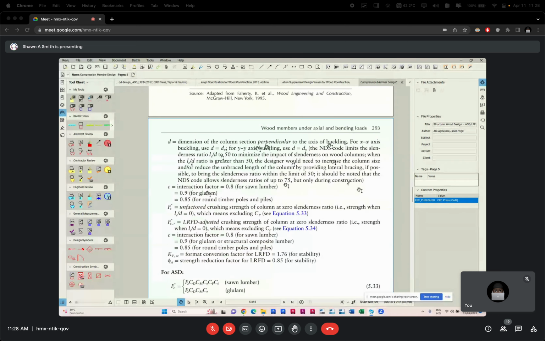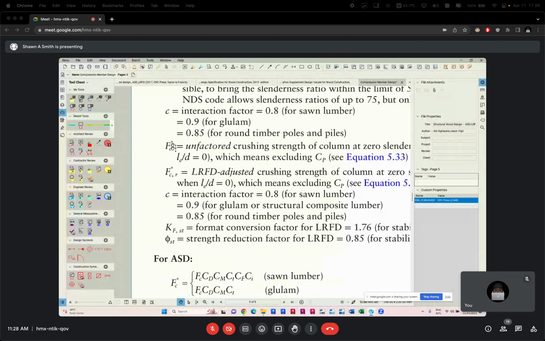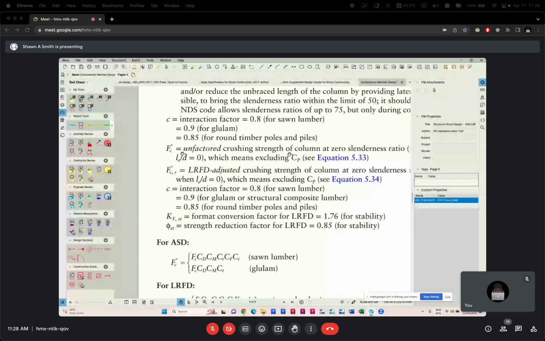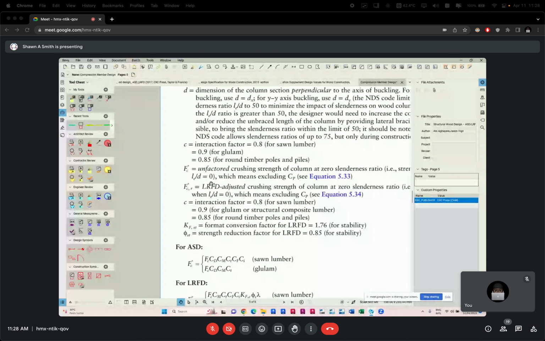c is an interaction factor, which is equal to 0.8 for sawn lumber, 0.9 for glulam, and 0.85 for round timber posts. We're not into posts and piles, so we don't have to look at these two. We might only be interested in these two. Fc* is the unfactored crushing strength of the column at zero slenderness ratio. That is the strength when Le over D equals 0, which means excluding Cp.